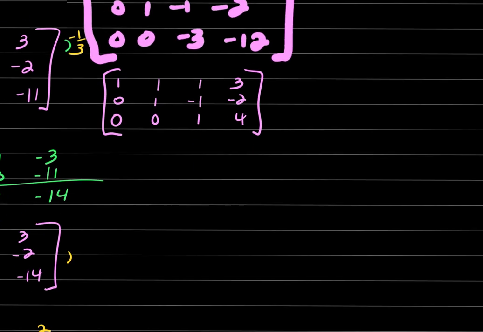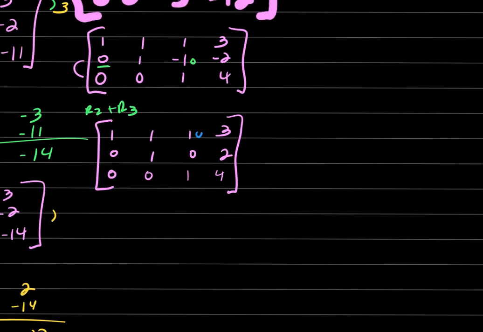Now I got to work my way up. I want a 0 where the negative 2 is, but I don't want to lose this 0, so I cannot use row 1. So I'm going to add row 2 and row 3. So I get 1, 1, 1, 3. Add these two together, and I get 0, 1, 0, 2. Bottom row, 0, 0, 1, 4.